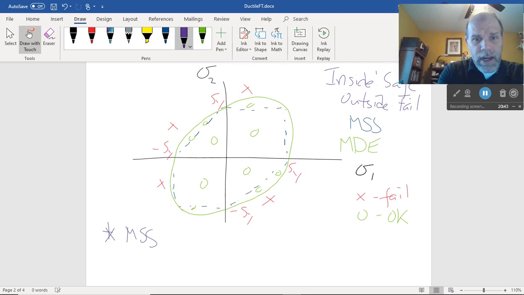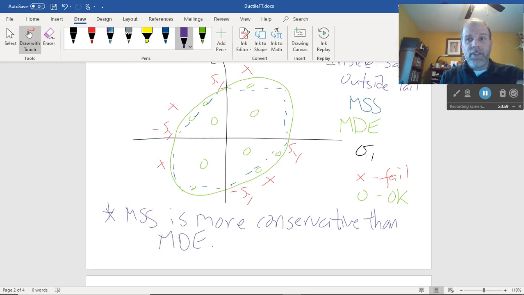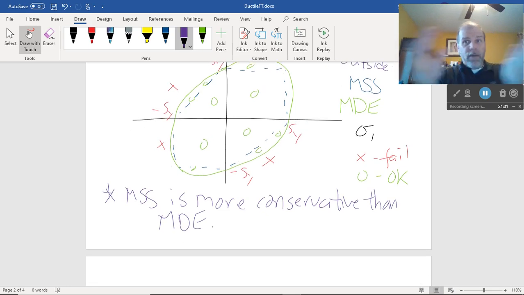The maximum shear stress theory, MSS, is more conservative than distortion energy or von Mises. What does that mean to us? That means that if you have the same stress state and you try the two different theories, the maximum shear stress theory is going to predict a lower factor of safety. It's going to think you're closer to failure than distortion energy does. Which is better? Depends on what you're trying to do, depends on who you're working for.